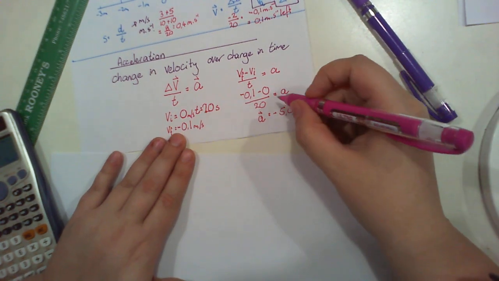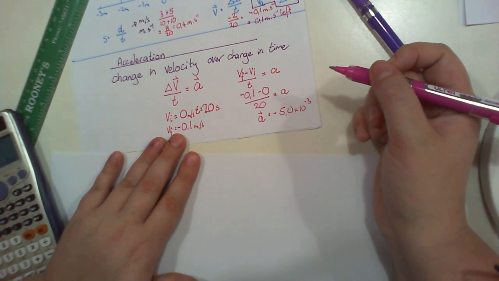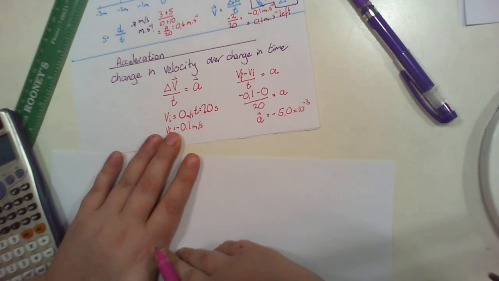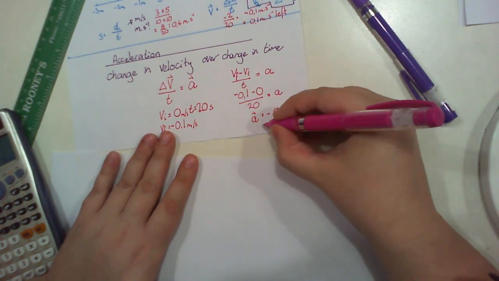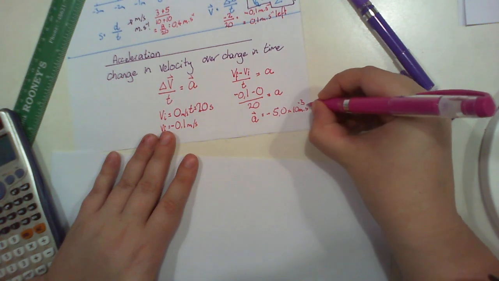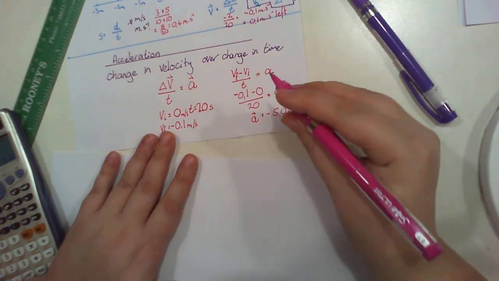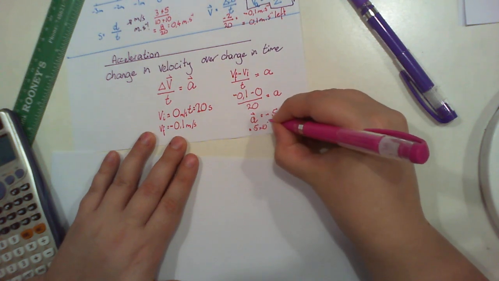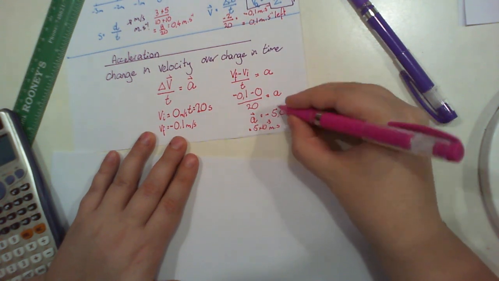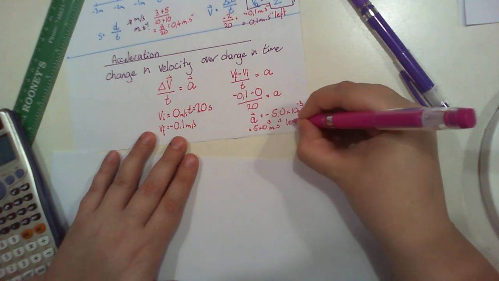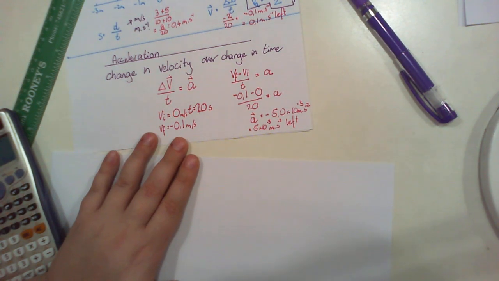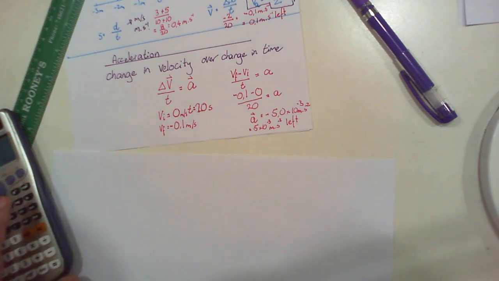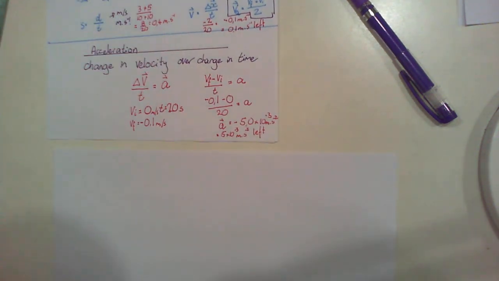Of course, you can say 0,005. That's fine. Just not too many zeros. Otherwise, we're going to start getting lost. Meters per second squared. Or 5 times 10 to the negative 3 meters per second squared left. That will be our acceleration. Good, because we took this situation.